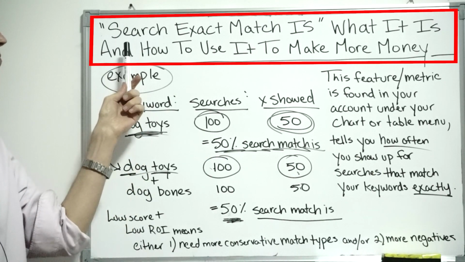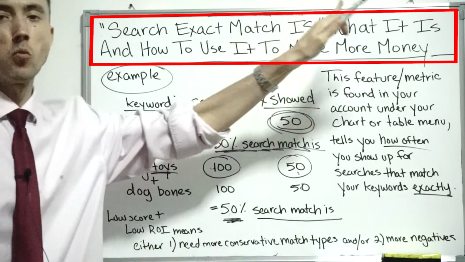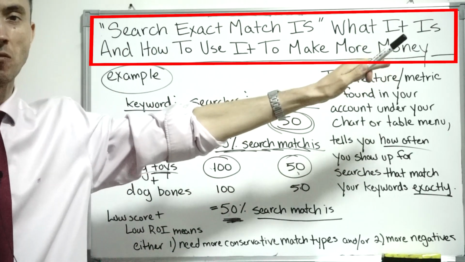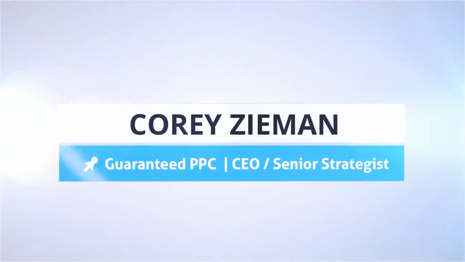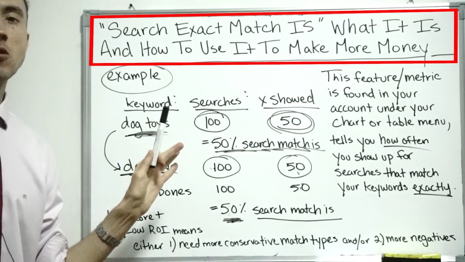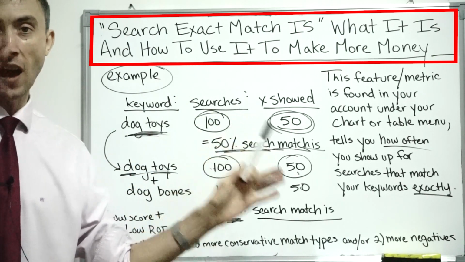In this video, we're going to talk about the metric search exact match is that Google has. I'm going to tell you what it is and specifically how you can use it to make more money, the important part. There's a lot of confusion about what this metric is. It's probably the most confusing metric that Google has.